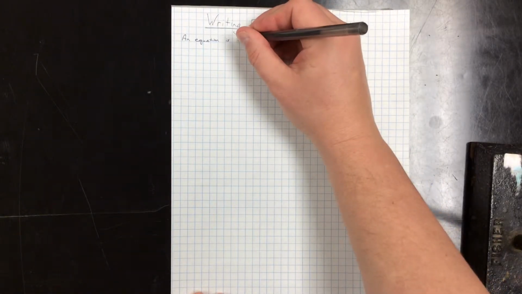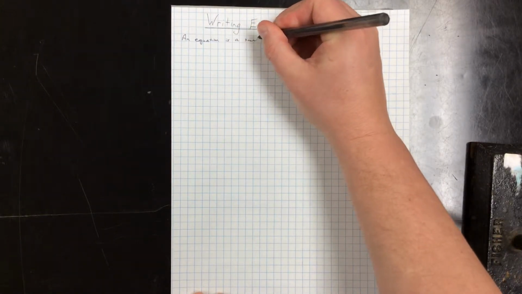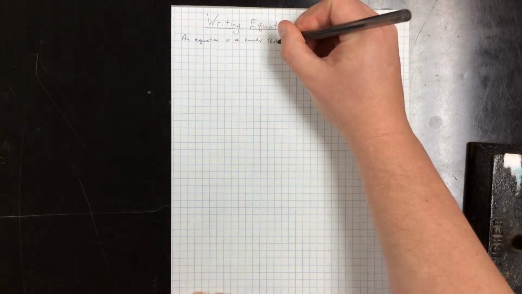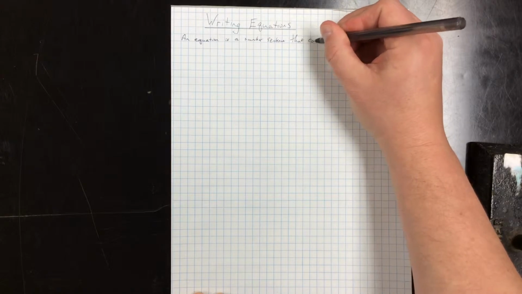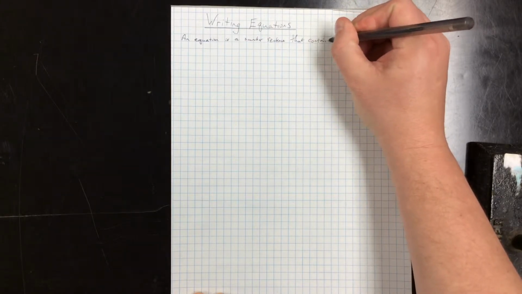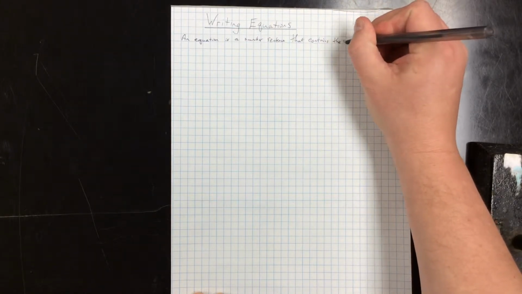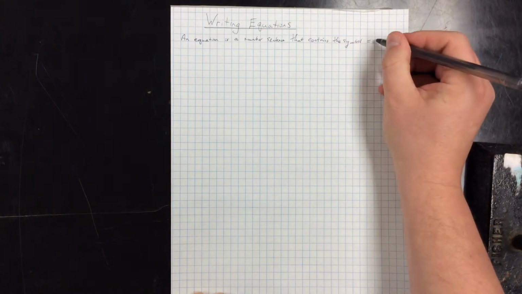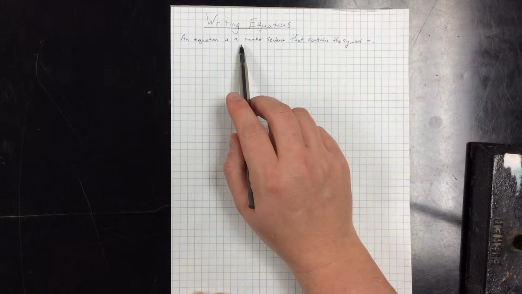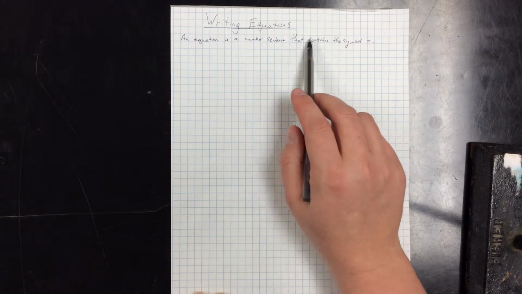Today we're going to be talking about writing equations. First thing we need to know is an equation is a number sentence that contains the equal sign.